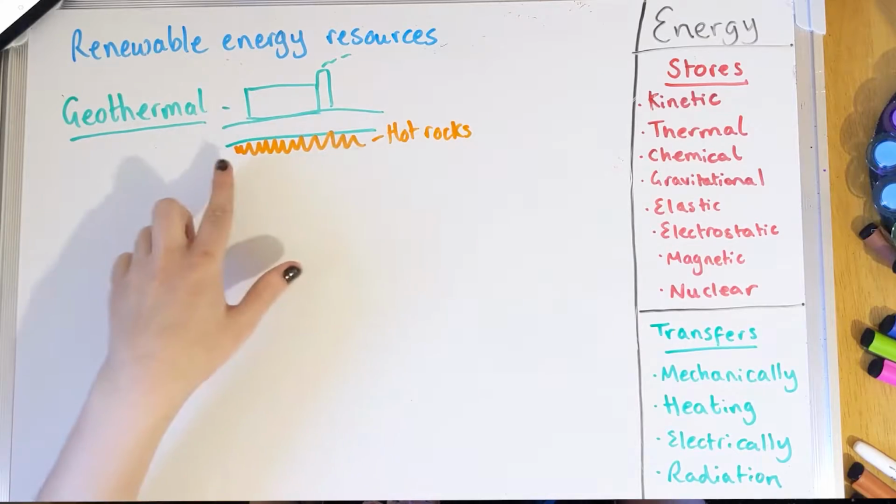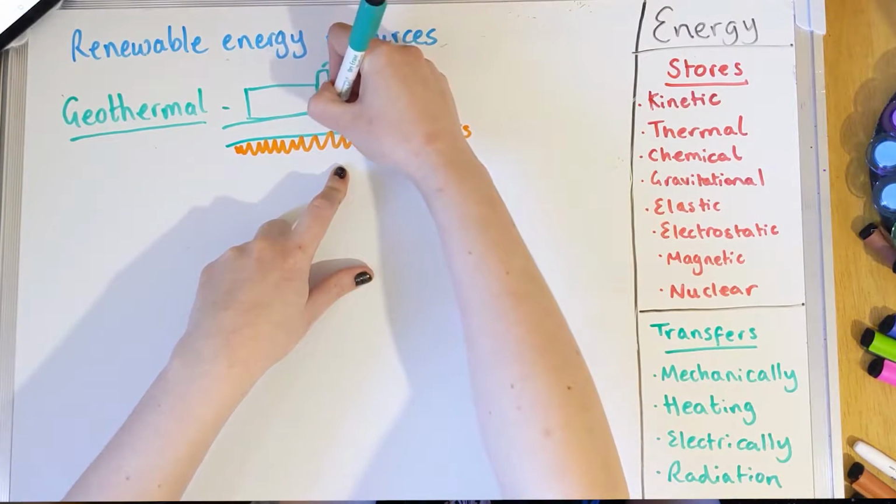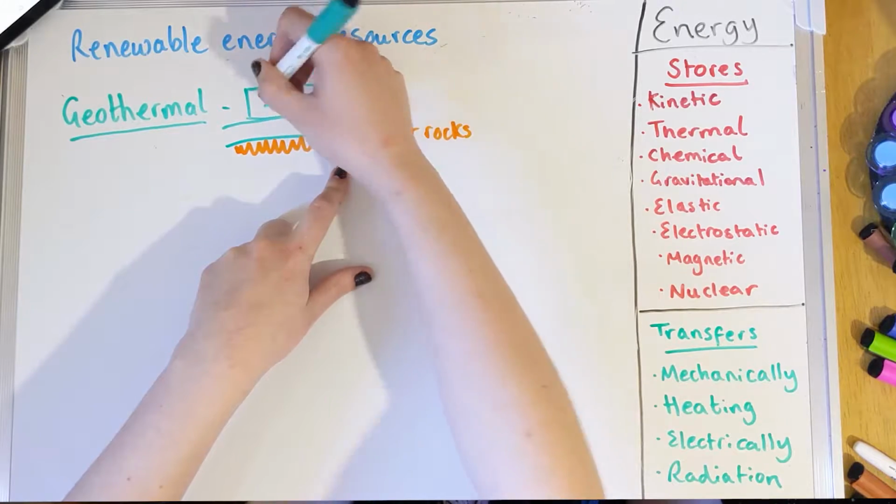And what you do is you'd use those hot rocks to heat water like you would in a thermal power plant that we looked at in the last video. So rather than using fuel like coal or wood to heat the water and turn it into steam, you would use the hot rocks that you have in the earth naturally to heat that steam instead.